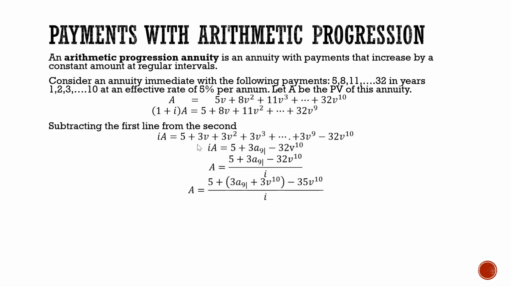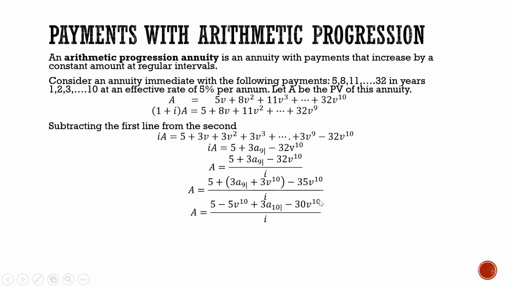Here I have 3 a angle 9, so I'm going to add 3V to the 10 and subtract 3V to the 10. And I'm going to rearrange this annuity. So I have 5 minus 5V to the 10, and we have 3 a angle 9 plus 3V to the 10 is just 3 a angle 10, and we have minus 30V to the 10.